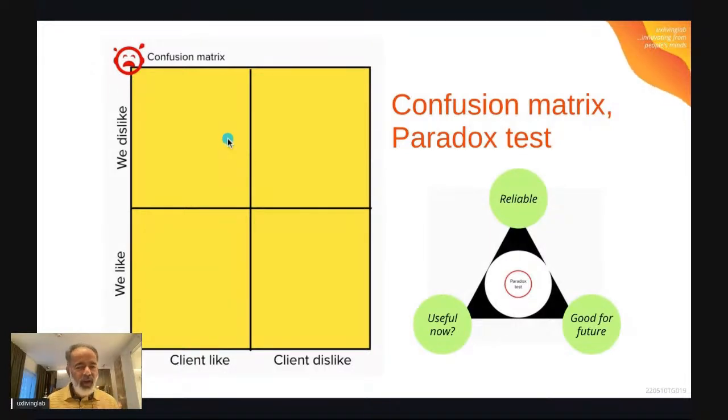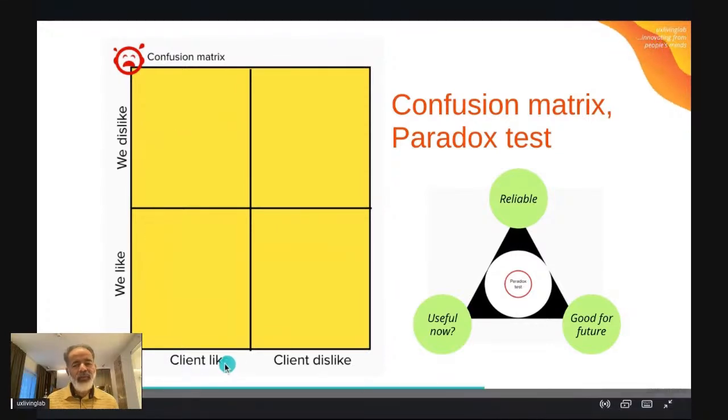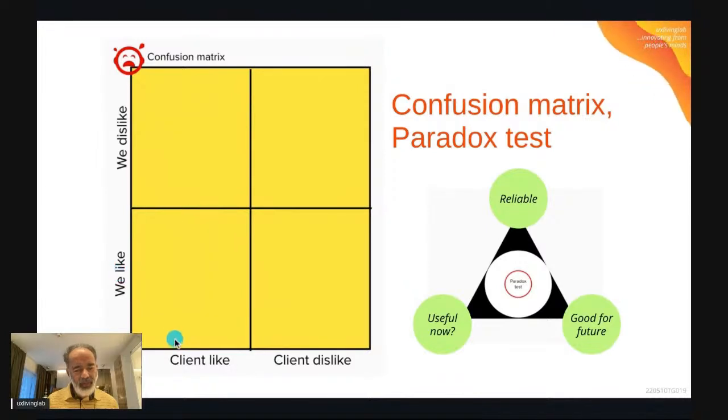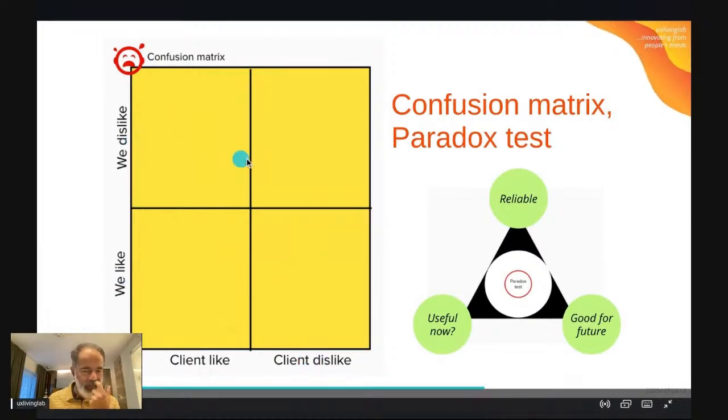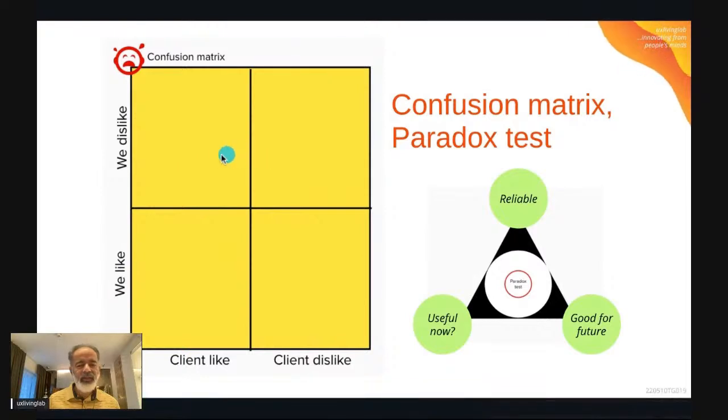Another good one, confusion matrix. What we like means the idea creator likes and what the respondent likes. So you will get a 2 by 2 matrix. That's what we like and client likes, we like and client dislikes, we dislike and client likes, we dislike and client dislikes. So there is a 2 by 2 matrix. You can easily understand what it is.